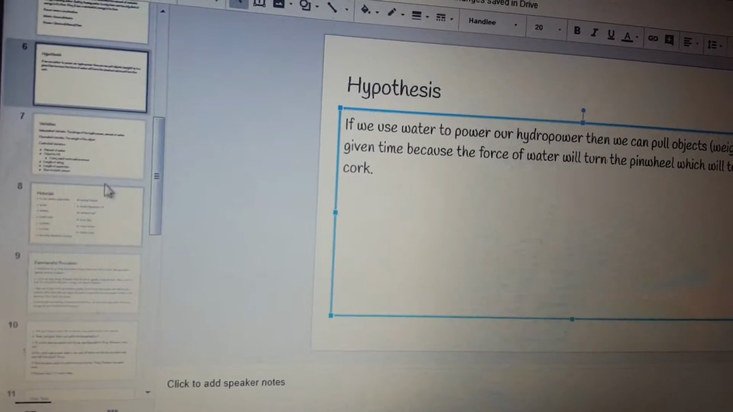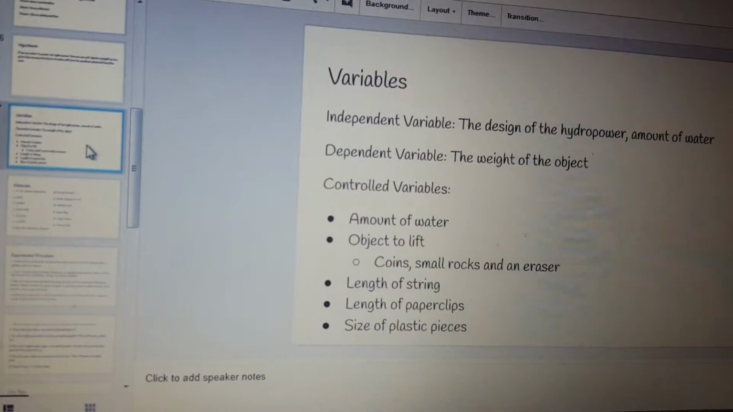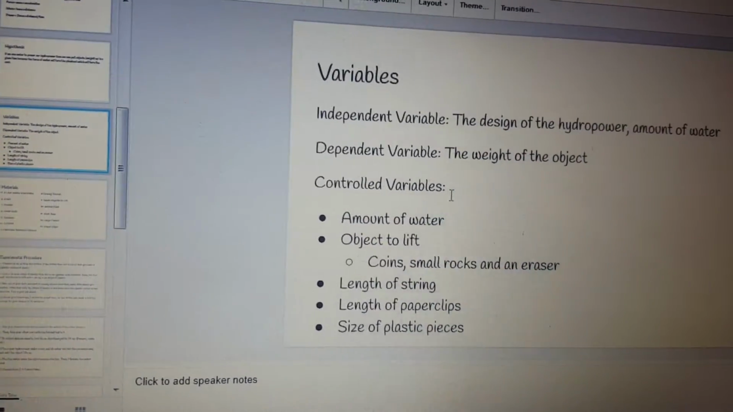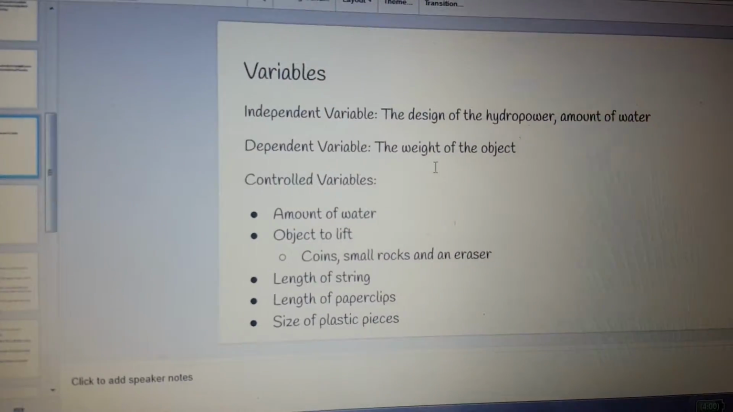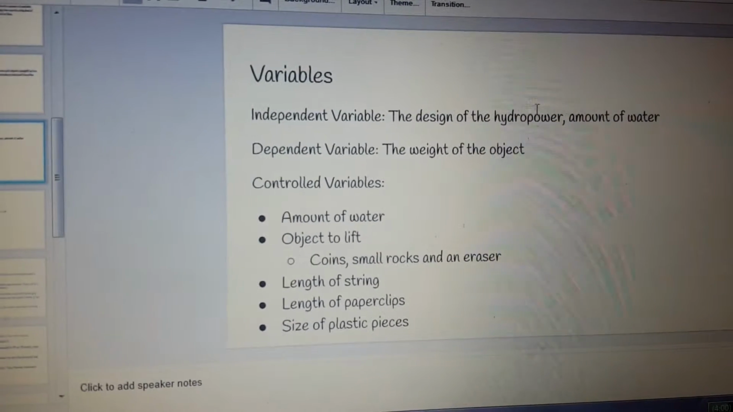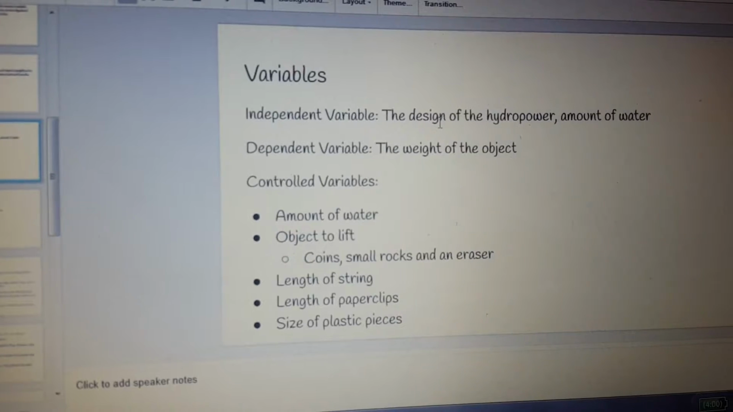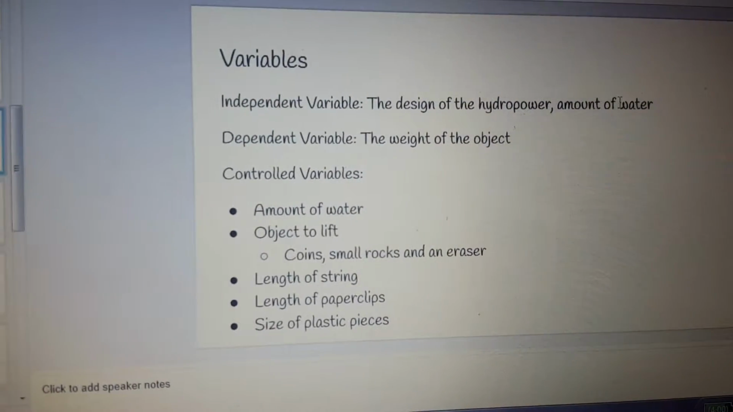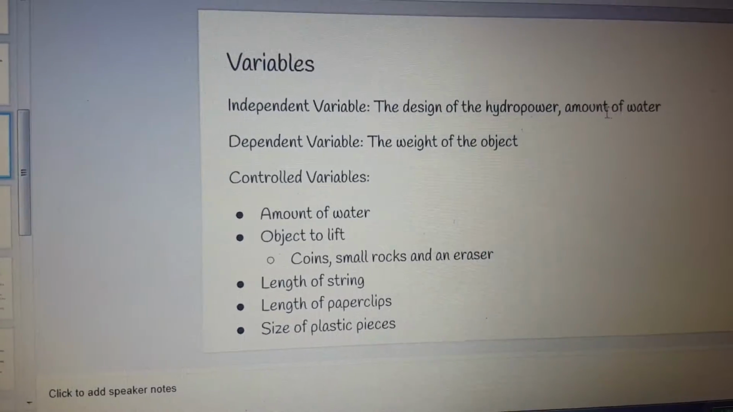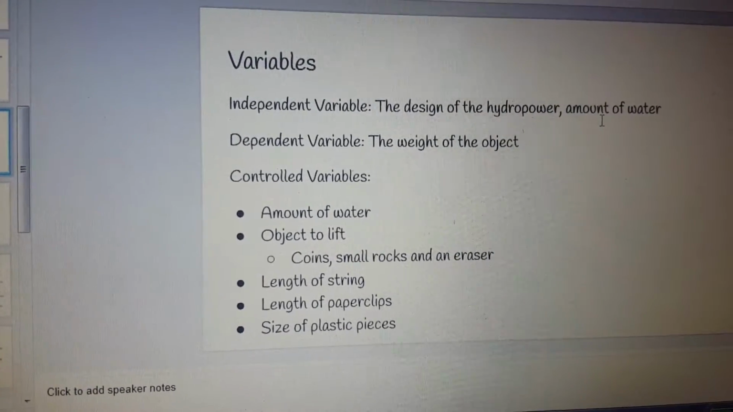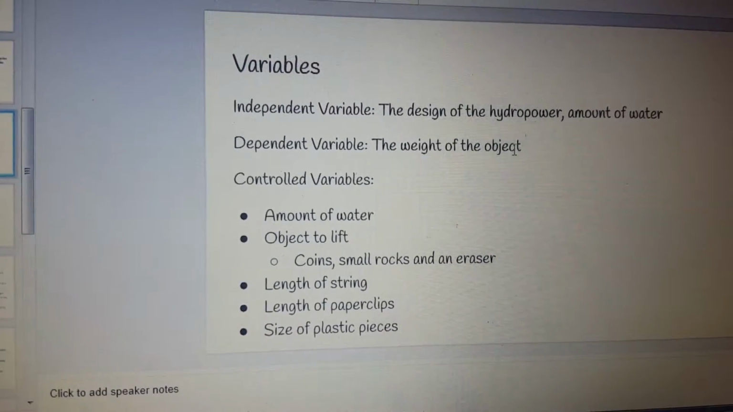And I might be missing things here, but I'm just quickly going through this. I'm pretty sure this is pretty thorough. So, independent variable, what's changing? You've probably changed the design of the hydropower, or what's being tested. Your design is being tested. But what also changes is the amount of water you're going to keep on putting in there to see how it affects the work. Now you put the dependent variable as the weight of the object.